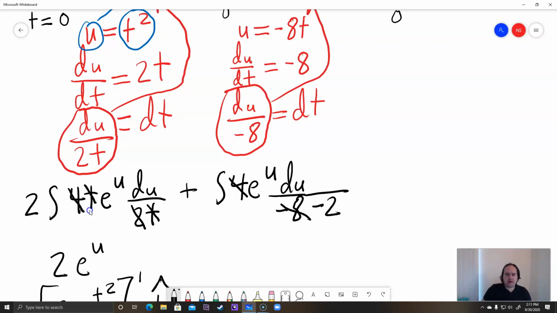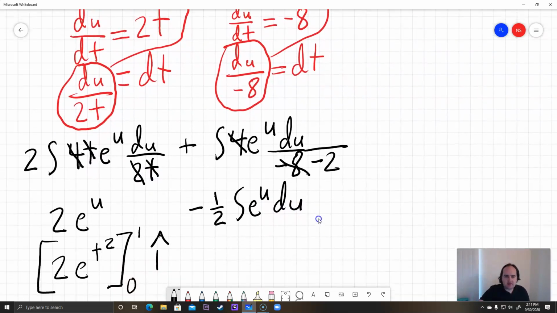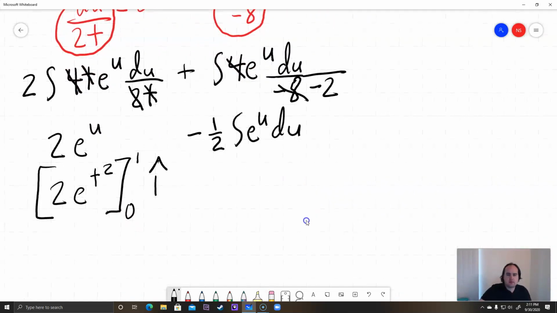Alright, and then if I factor the negative 2 out front, we're going to have negative 1/2 times the integral of e to the u du. And just like in the last problem, the integral of e to the u is still e to the u. Okay, so we're just going to have negative 1/2 e to the u.